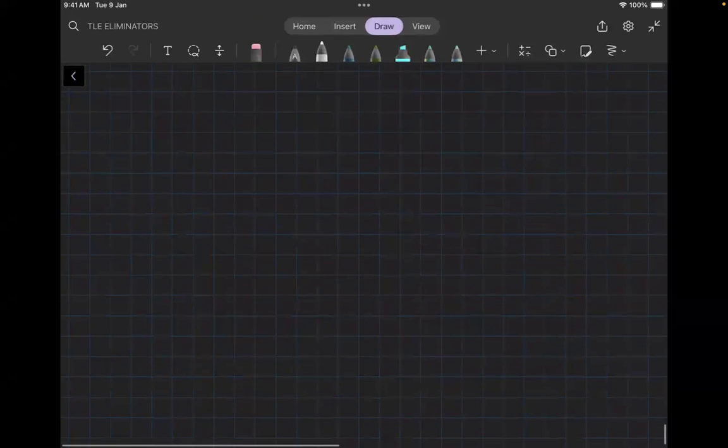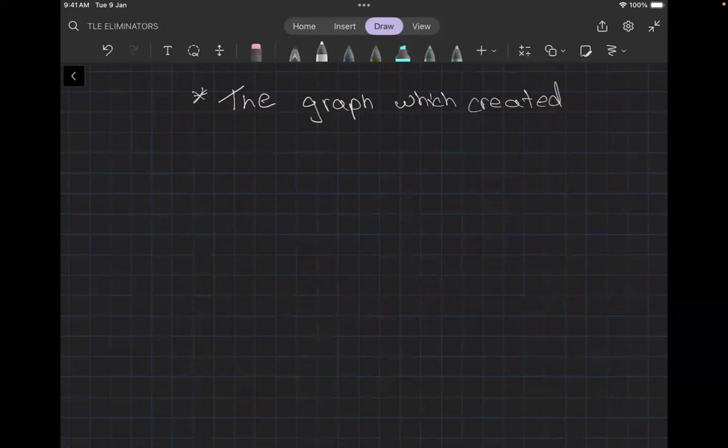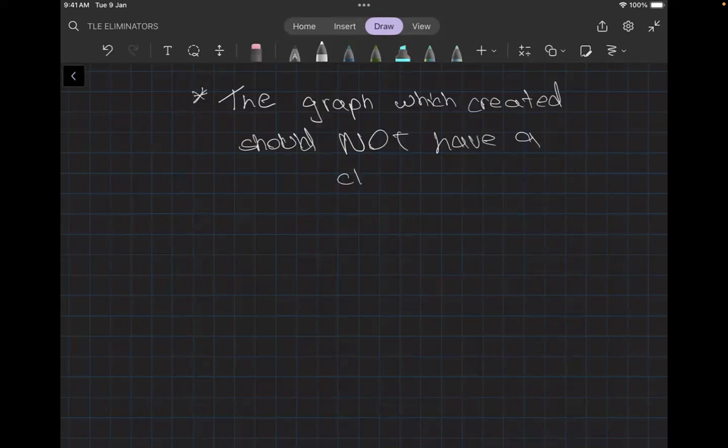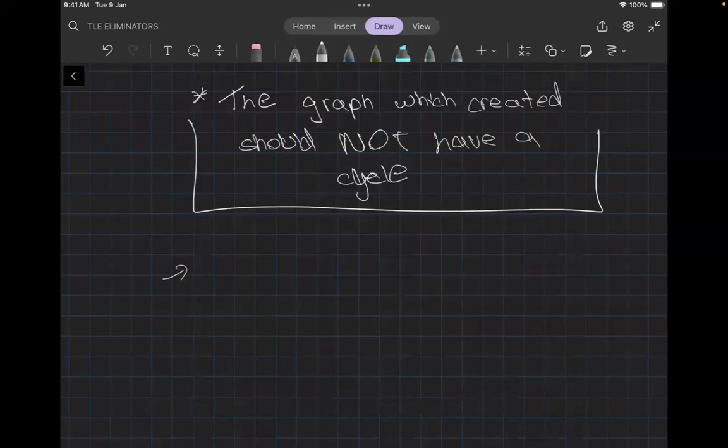So what do we basically want to check? The graph which is created should not have a cycle. This is all that we need to check. So what are we doing? From all the arrays that we are given, we are constructing a graph, and after that we are just checking if the graph has a cycle.